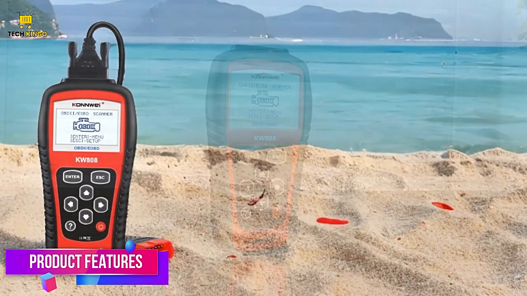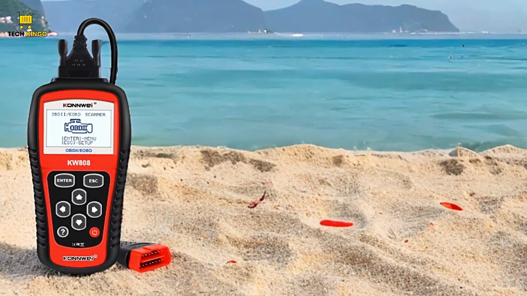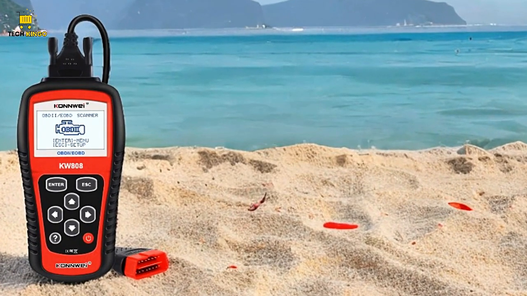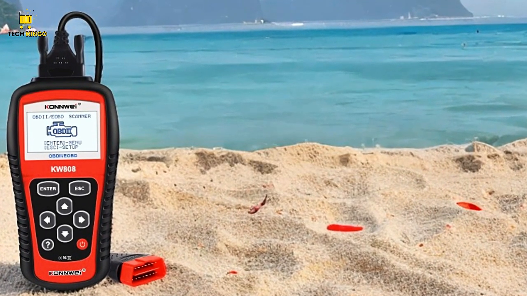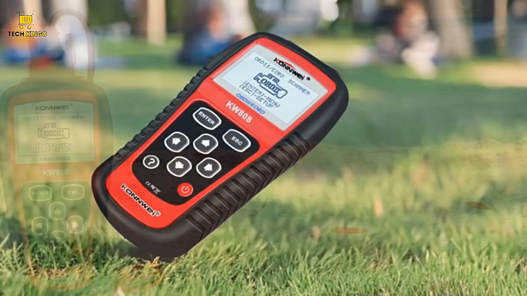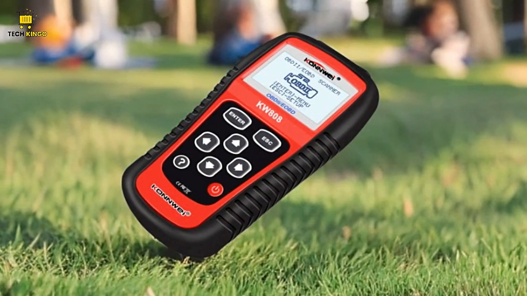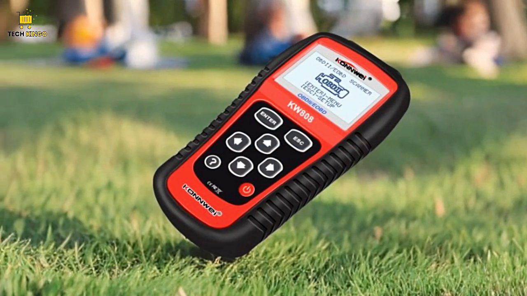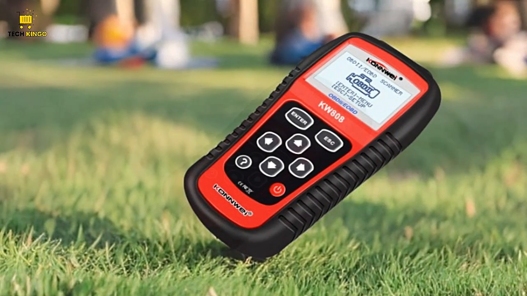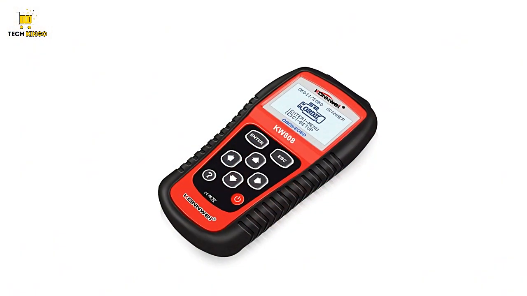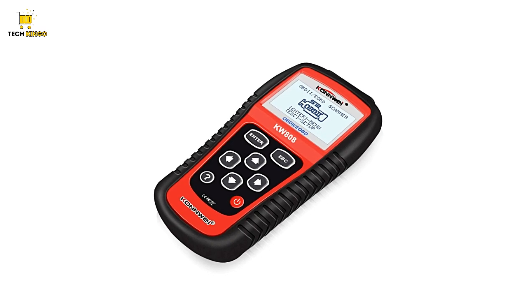Product features. Reads and clears trouble codes. Whether it's generic OBD2 trouble codes or manufacturer-specific codes, this scanner handles it all, including pending codes. Check engine light reset. Quickly turns off the malfunction indicator light after fixing issues.